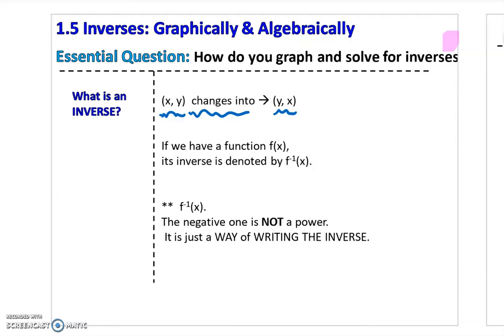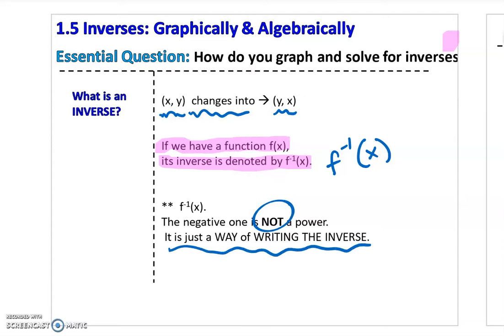If we have a function f of x, its inverse is denoted as this. This is how we notate it. This means the inverse of f of x, the inverse of that function. Okay, so the negative 1 is not a power. It's not f to the negative first power. This is simply the way of notating the inverse.